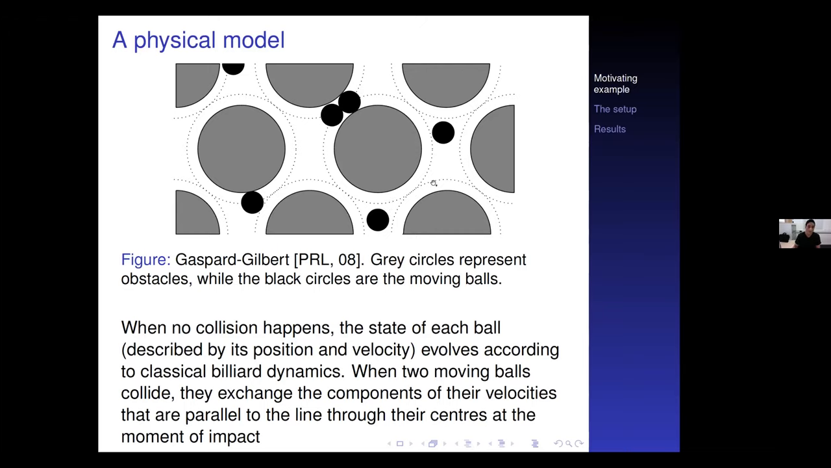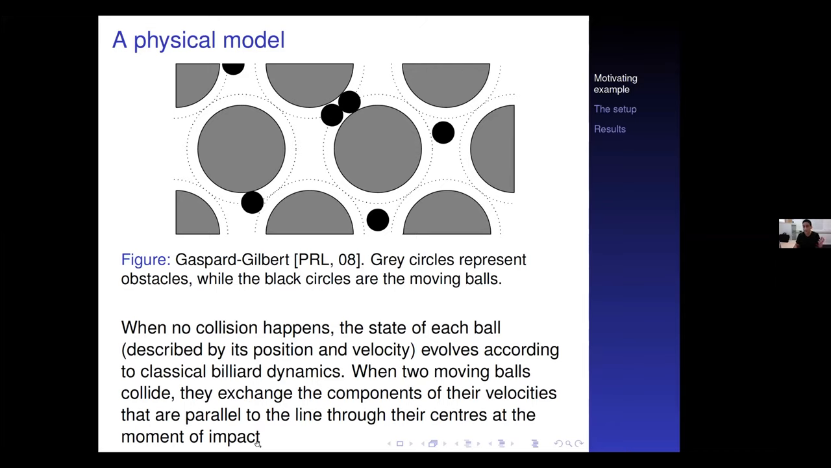Okay. And so when there is no collision between the balls, this is the local site dynamics. In such a model as the one described here, this is billiard dynamics. When there is no collision, the local dynamics of each ball is described by its position and velocity and evolves according to classical billiard dynamics. And when two moving balls collide, all that happens is that they exchange the components of their velocities that are parallel to the line through their centers at the moment of impact.